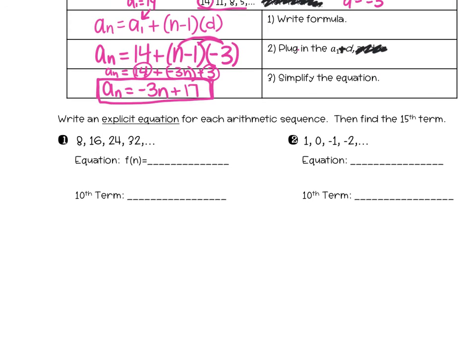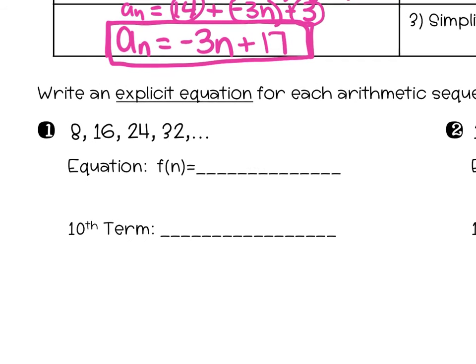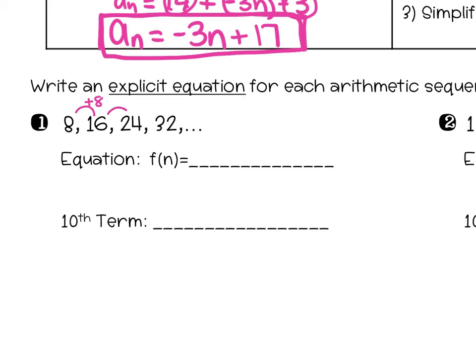All right, so write an explicit equation for each arithmetic sequence, then find the 10th term. For some reason I wrote that differently up there. So start with your equation like we did up here. So 8 to 16 to 24 to 32. That is adding 8. Sometimes they can put f(n). It's not very typical, but just so that you are aware that that could happen. So it could be f(n) or it could be a(n), all right?